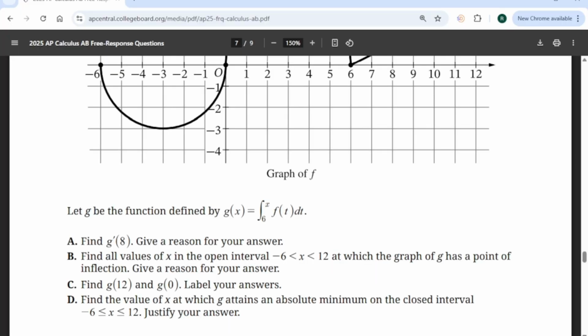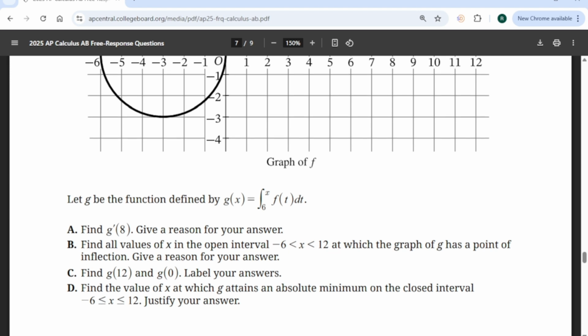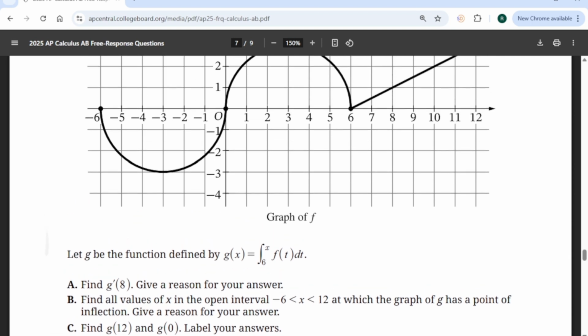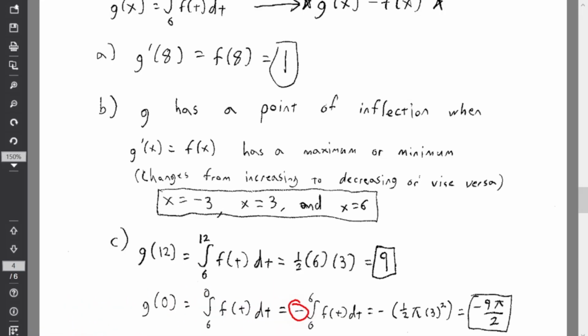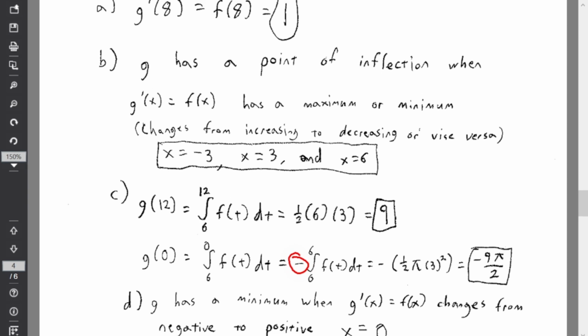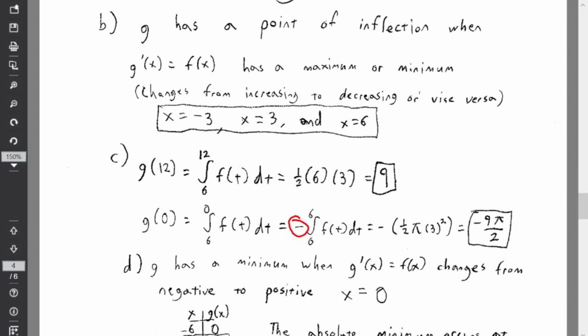Finally, in part D, it says find the value at which g obtains an absolute minimum on the closed interval. So we want an absolute minimum. Well, if we want g to have a minimum, then g prime, which is f, we're going to say again, that g prime is f. We want g prime to change from negative to positive, which happens at 0. So at x equals 0, that is our candidate for a minimum, and then we're going to compare it to the endpoints.